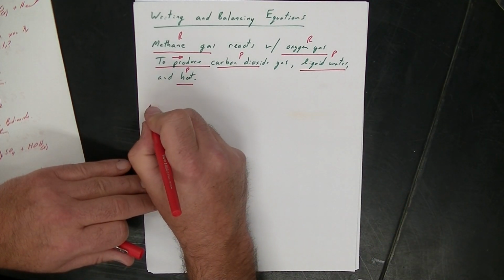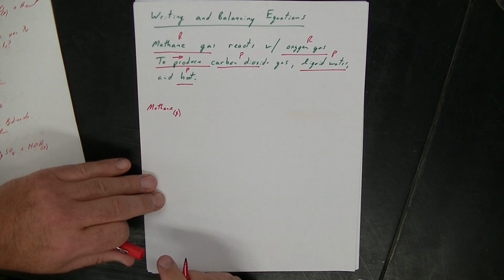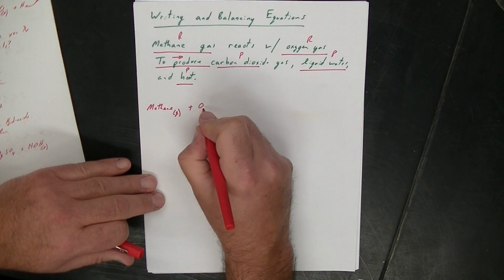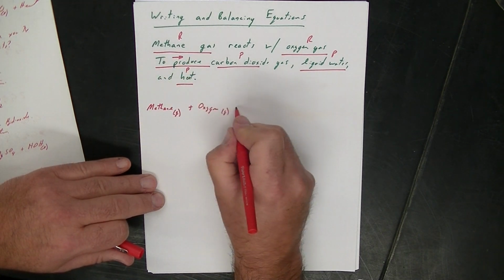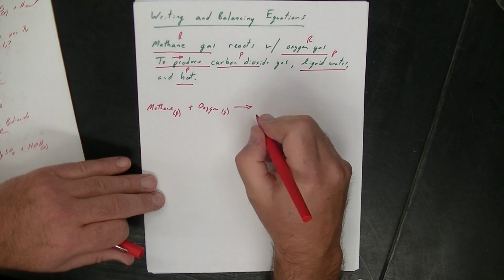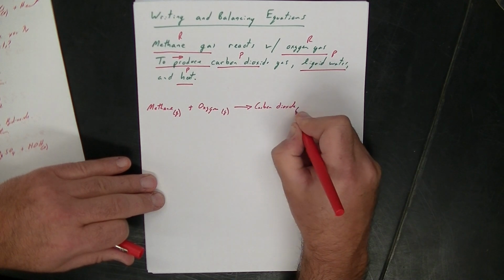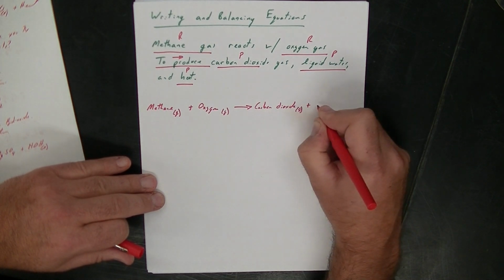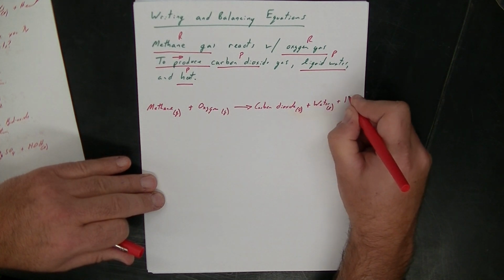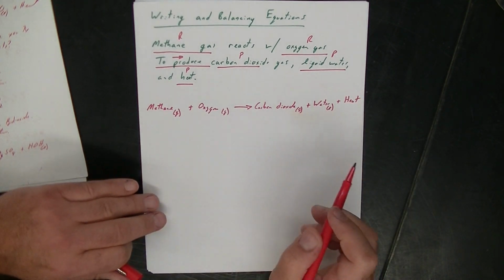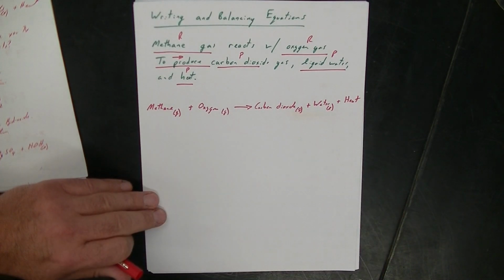So we have methane. We'll use a small g for gas. Plus oxygen, which is also a gas, produces, there's my arrow, carbon dioxide gas, water, which is liquid, and heat. Okay. So this is what's called actually a word equation. This is a word equation.